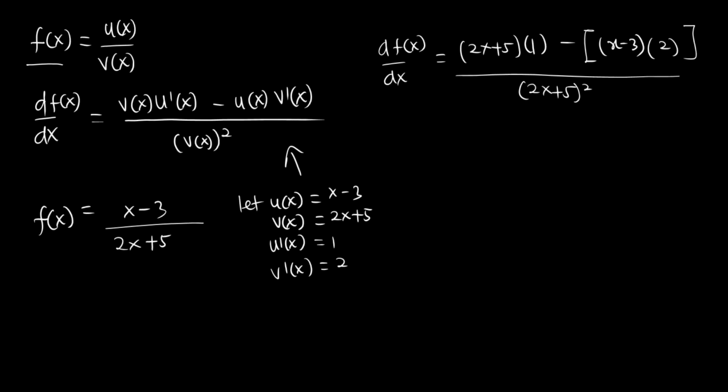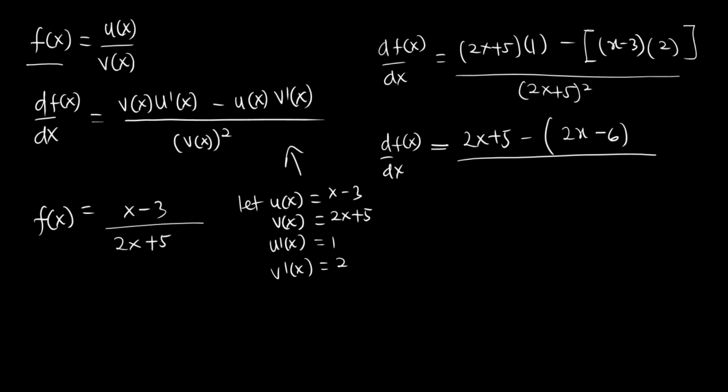So now let's simplify what you have on top. So I'm going to have df dx equal to, so let's distribute the 1, so you're going to have 2x plus 5, okay, minus, then over here you're going to have 2x minus 6, okay. So all this divided by 2x plus 5 squared, right?